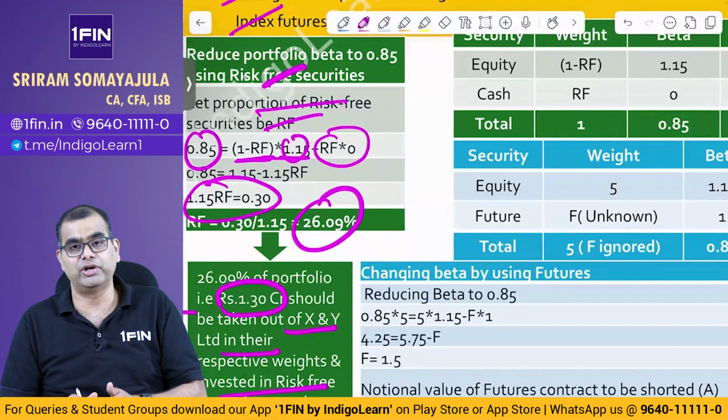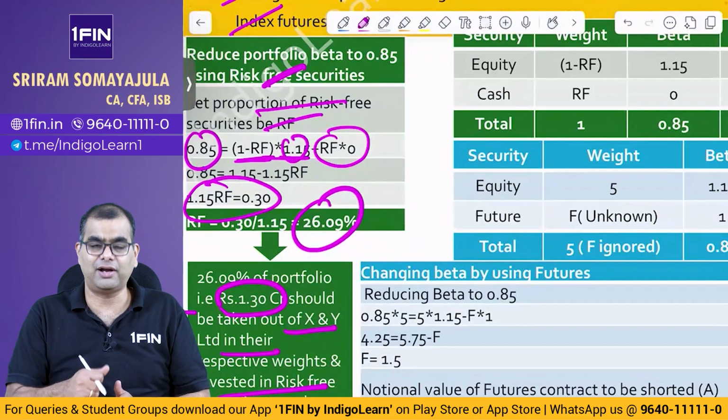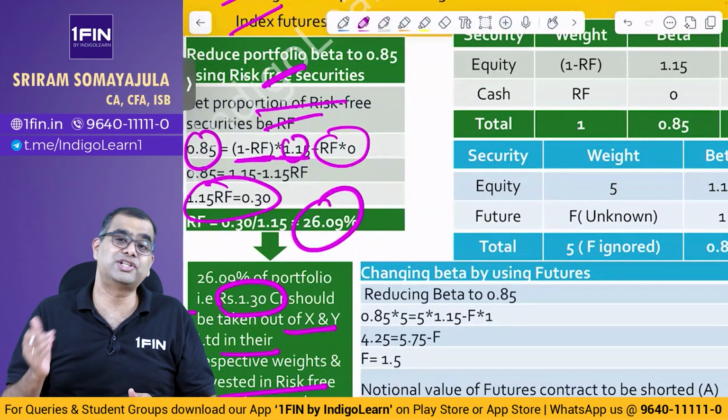So from the same 5 crores, take out X and Y. So this is not a fresh addition of money.